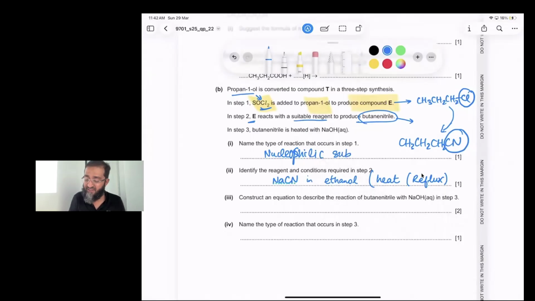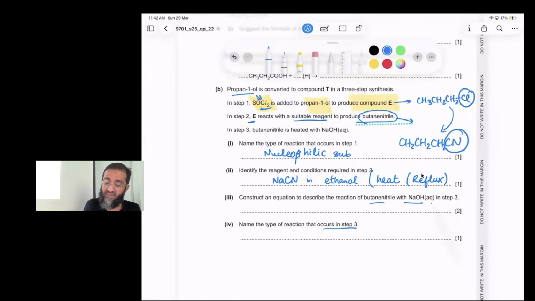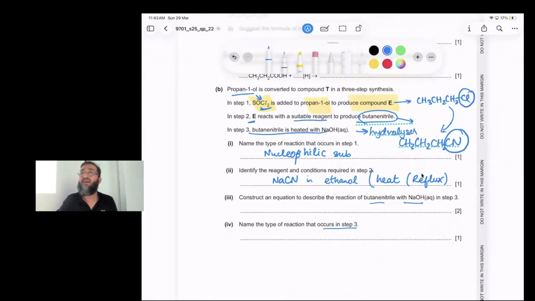Construct an equation to describe the reaction of butane nitrile with NaOH. That reaction we haven't studied yet, right? That is the hydrolysis. Name the type of this reaction. So reaction 3 we haven't studied. Basically, it is hydrolysis, and we are going to study this one. So it means till now we have covered enough content that you can do partial organic questions.